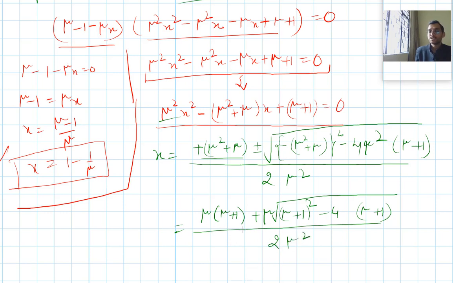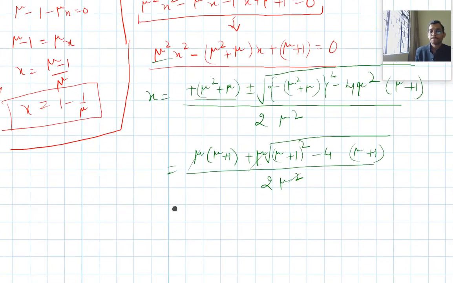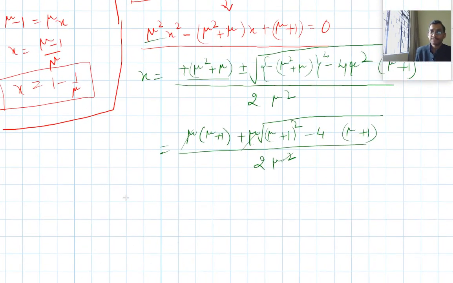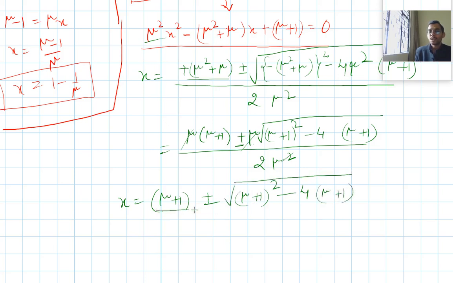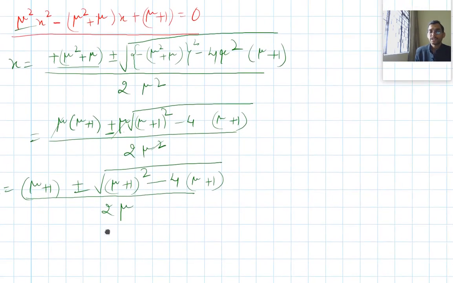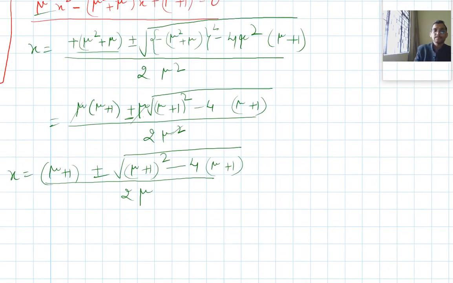So this mu will cancel out with this mu. That means the value of x which I am getting is mu plus 1 plus minus the square root of mu plus 1 whole square minus 4 mu plus 1, whole upon 2 mu. That's what I am getting here.